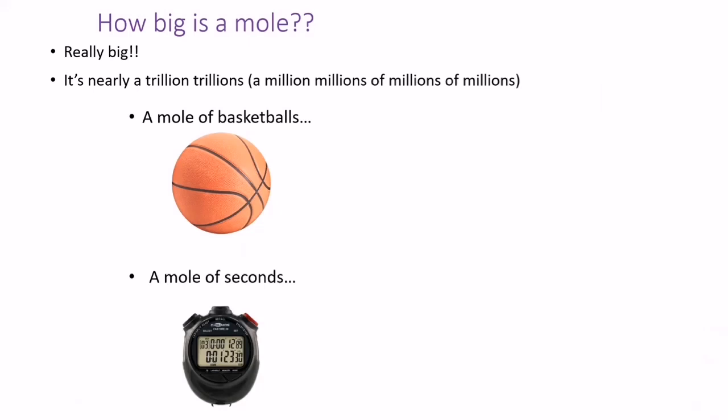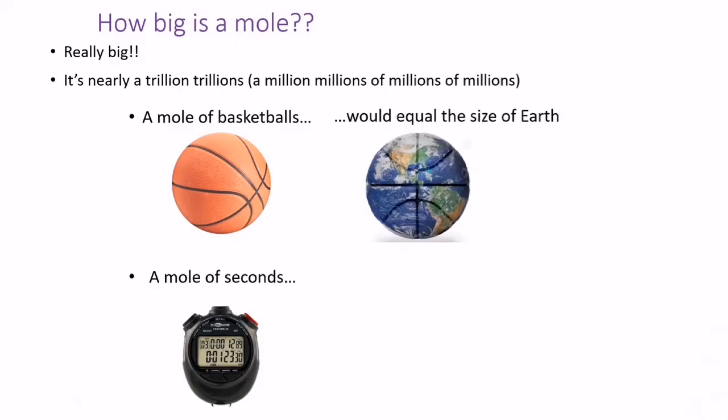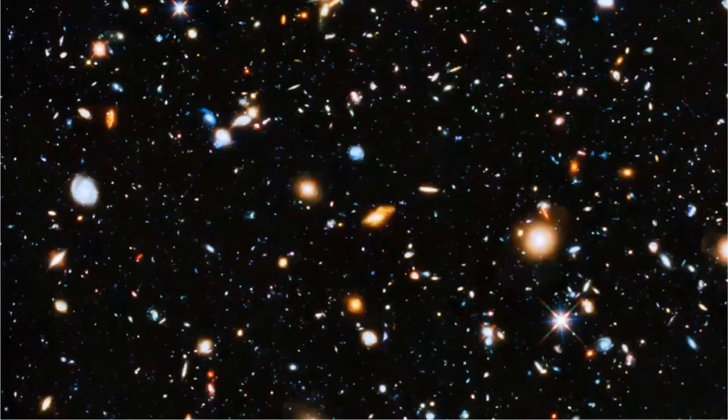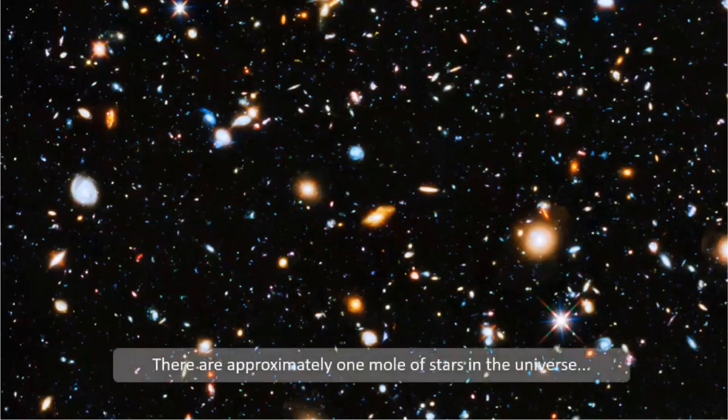If we gathered a mole of basketballs, it would have the same volume as the Earth. If we counted to 1 mole of seconds, we would be counting for 190 trillion centuries. This comparison really blows my mind. Astronomers estimate that the total number of stars in the universe is about 1 mole. That's a lot of stars.